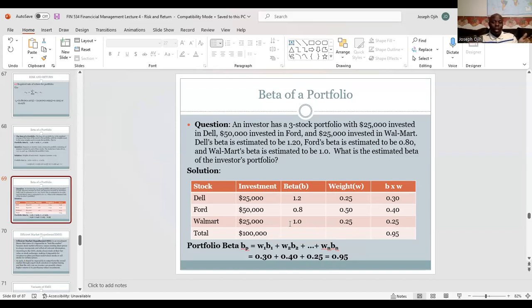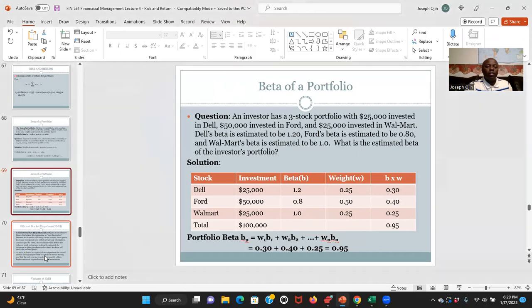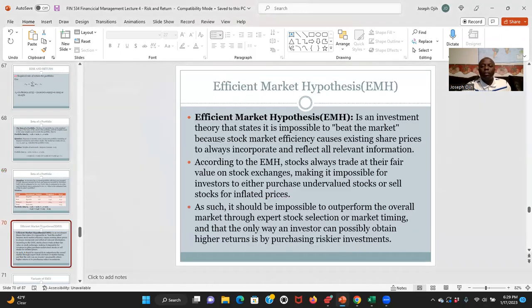So that is how to calculate the beta of a portfolio. I hope you enjoyed my lecture tonight. In the next lecture, we'll be looking at the efficient market hypothesis. So I will see you in my next lecture.